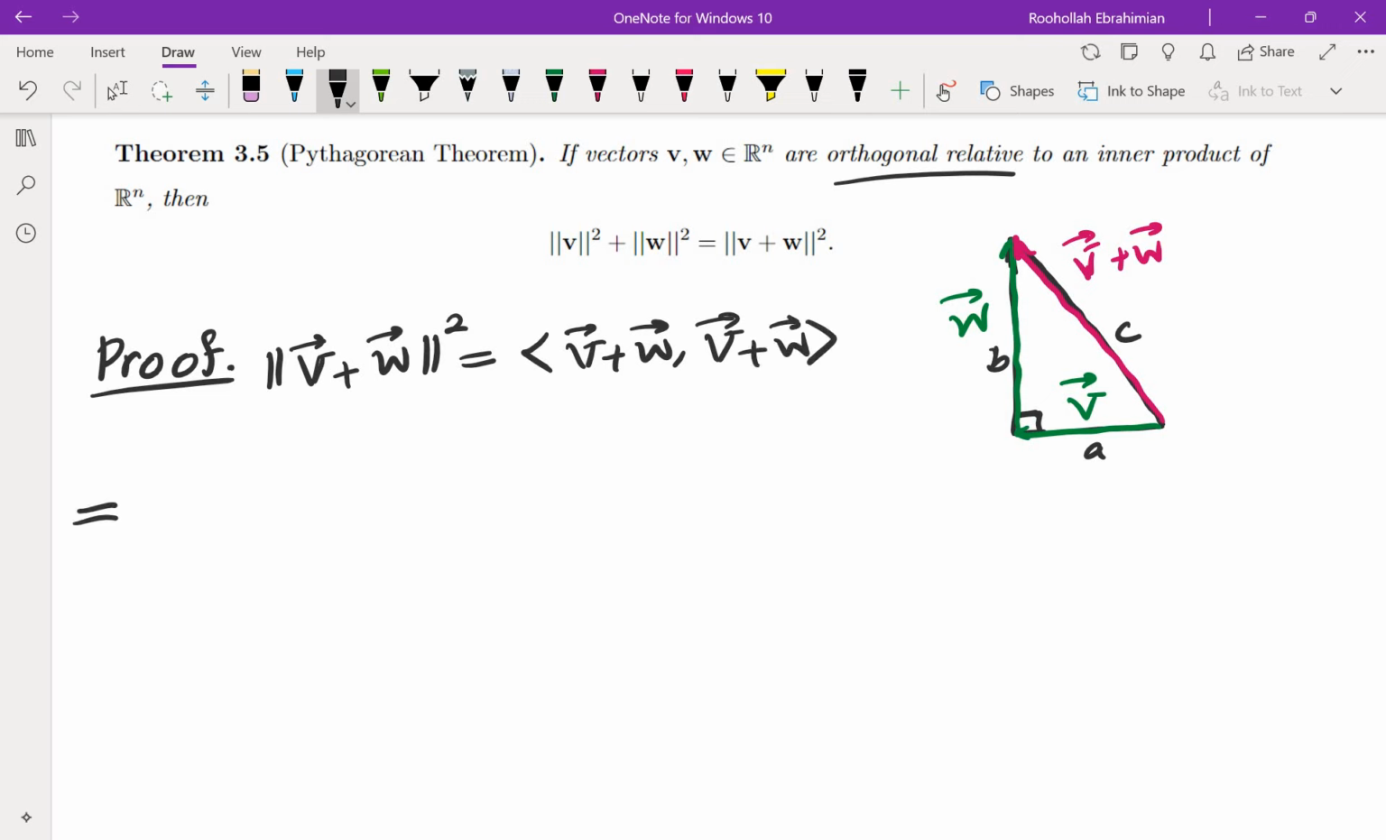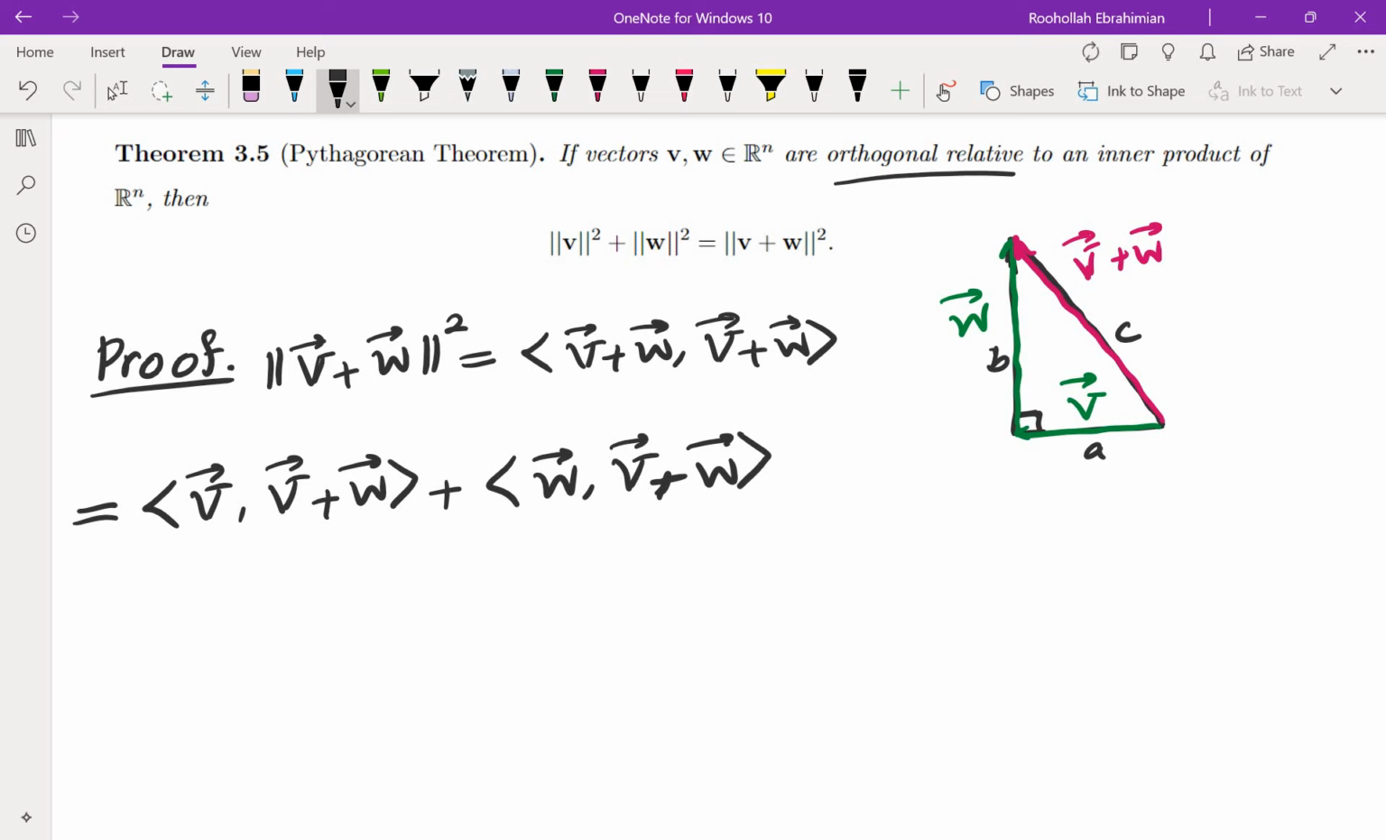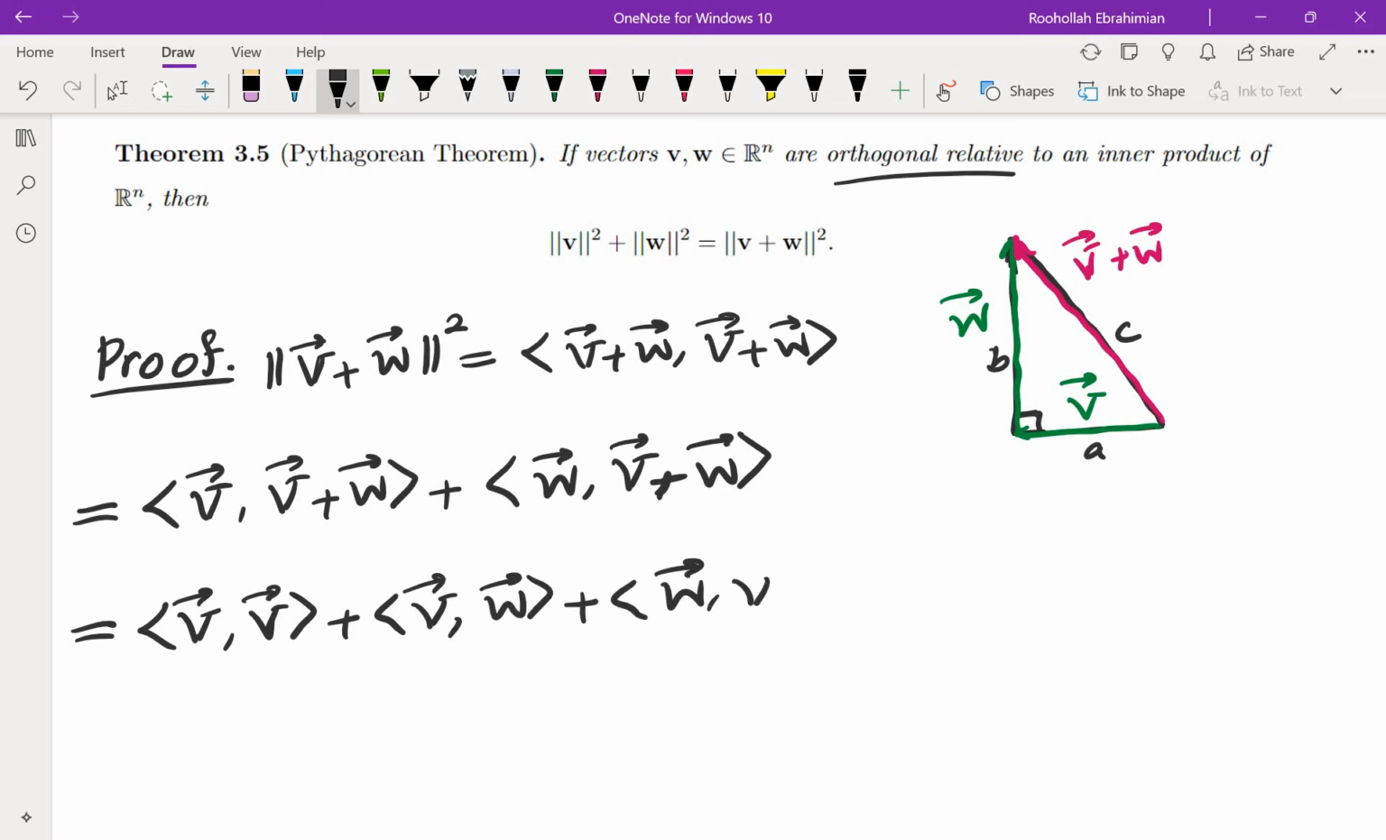We will go ahead and use linearity with respect to the first component. So that would be the inner product of V, V plus W, plus the inner product of W comma V plus W. So this is linearity with respect to the first component. Now we'll use linearity with respect to the second vector. So this would be V comma V plus V comma W plus W comma V plus the inner product of W and itself.